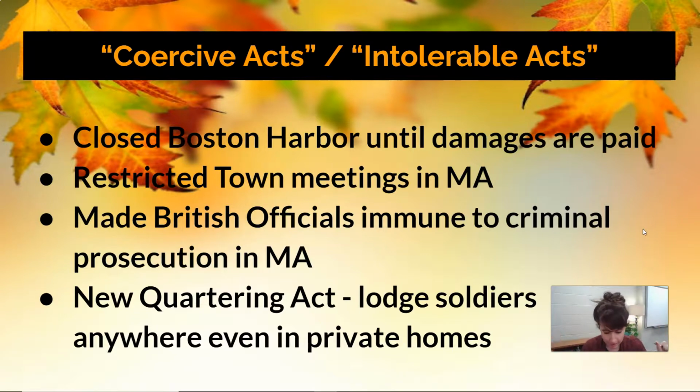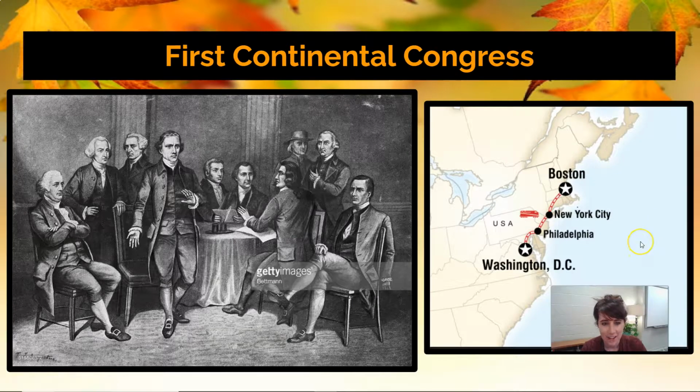All right, so the colonists aren't going to take this lying down, and this brings us to, of course, the First Continental Congress. Woo! Okay. So this is a meeting of delegates from 12 out of the 13 colonies, and they're meeting in Philadelphia to respond to the intolerable acts. And just so you can see a map here, Philadelphia, this is where our government is going to be during the American Revolution. And then, of course, New York City, Boston, D.C., just so you can see where it is. So 12 out of the 13 colonies meet together in Philadelphia to discuss what are we going to do about these intolerable acts.